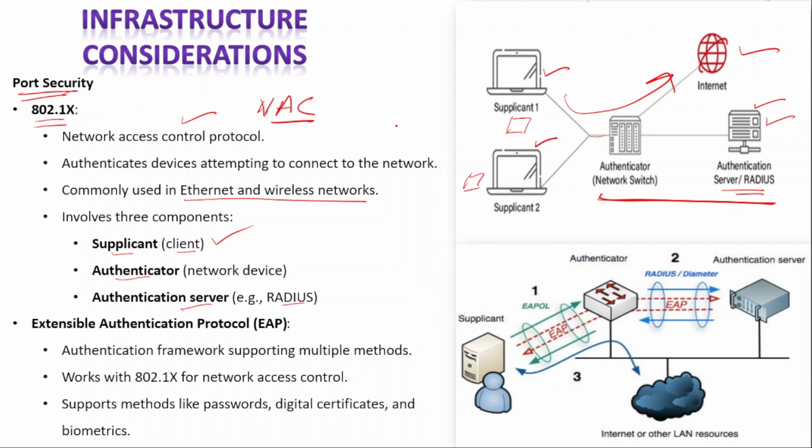A protocol used in this whole 802.1X is the Extensible Authentication Protocol, EAP. It is an authentication framework supporting multiple methods. It works with 802.1X for Network Access Control, or NAC. It supports methods like passwords, digital certificates, and biometrics.